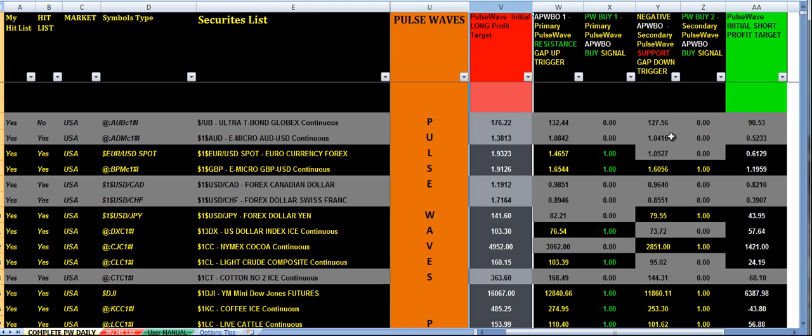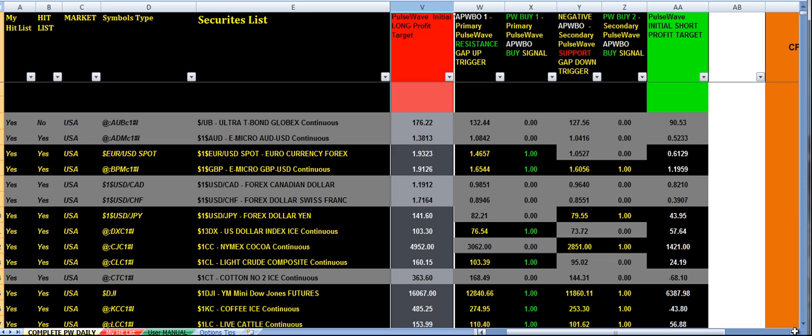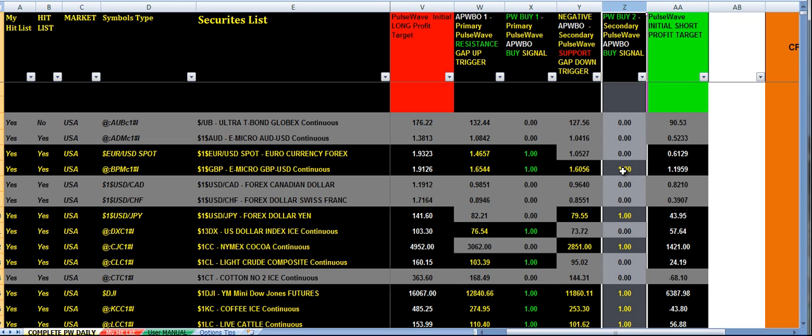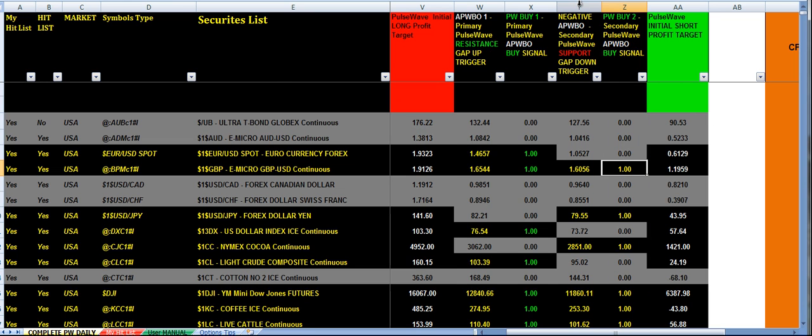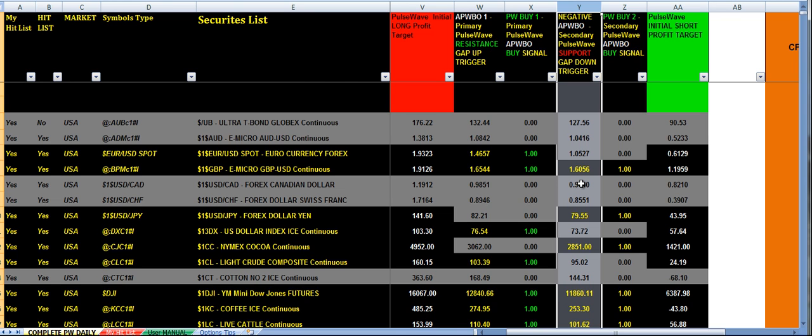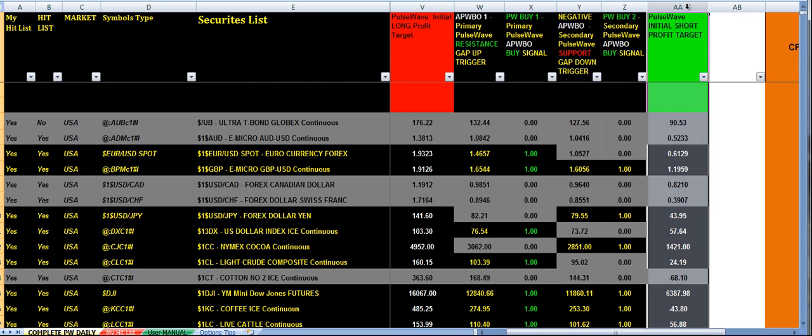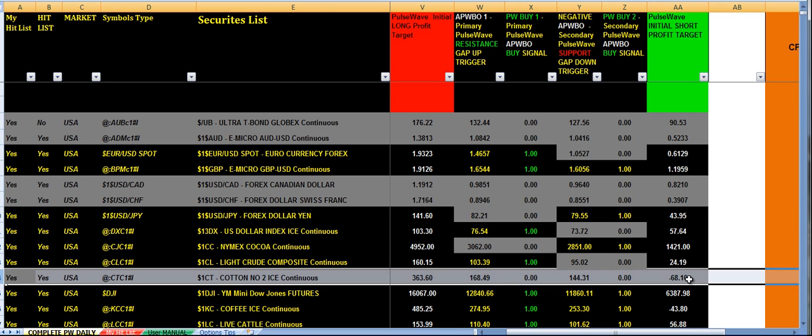Likewise, if you have a negative pulse wave and you're looking to sell short the market, column Z will give you a 1 in it. Column Y is your sell short price trigger, and column AA is telling you where you're looking for the market to go. Sometimes you'll get a negative reading, like for instance in the cotton, it's giving you negative 68.10.